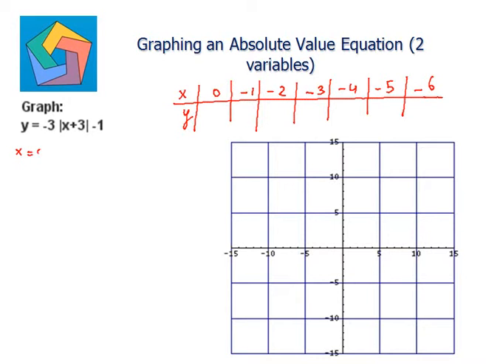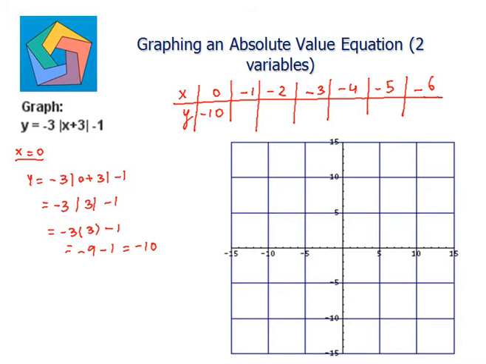When my x is 0, y is negative 3 times the absolute value of 0 plus 3, minus 1. That's negative 3 times the absolute value of 3, minus 1. Negative 3 times the absolute value of 3 is 3, minus 1. Negative 9 minus 1, that's negative 10. So I get negative 10 here.